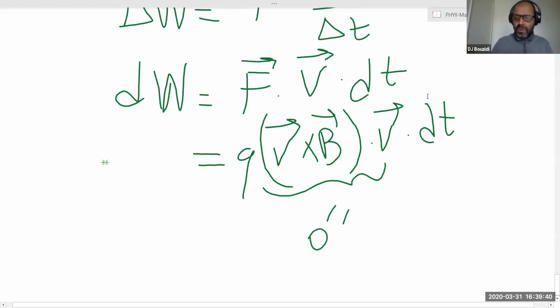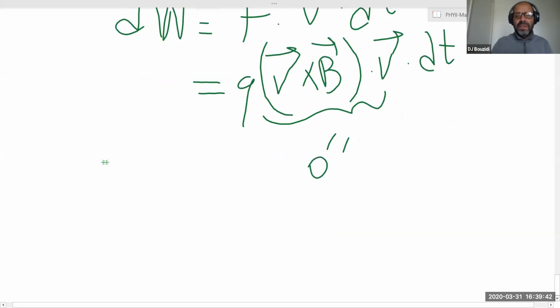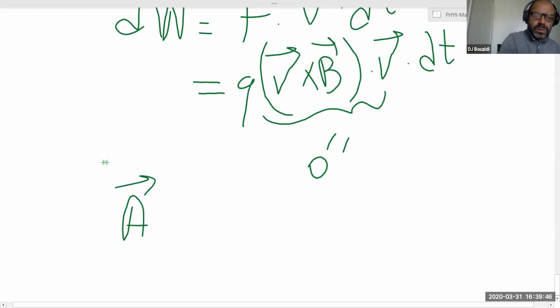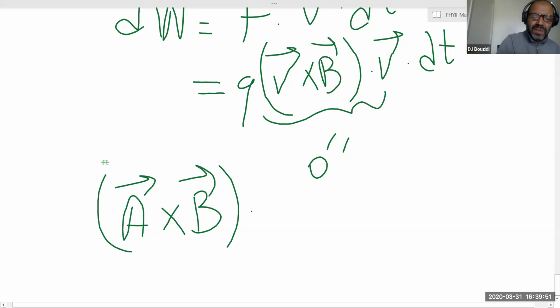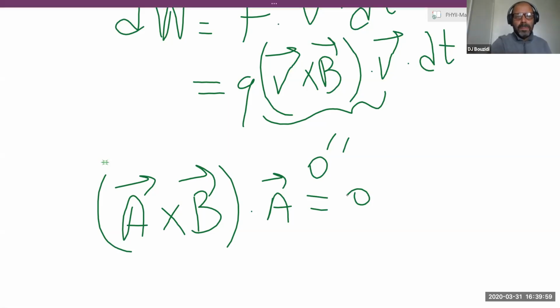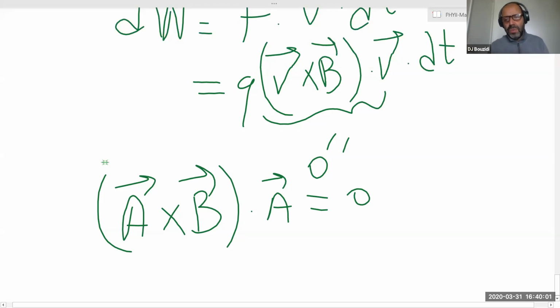As a general rule for the cross product, if you take any vector and cross it with anybody else in the universe, it doesn't matter what that vector is, and dot it with the same vector, it's going to be 0. That's part of the properties of the cross product. This is exactly what happened in the case of computing power, or finding the work: the magnetic field does no work no matter what. It can be any day of the week.